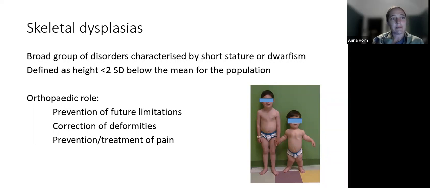So the skeletal dysplasias, these are all the forms of short stature and dwarfism, a broad group of disorders. Dwarfism is defined as a height that is 2 standard deviations below the mean for the population. And the orthopedic role in these conditions is to prevent future limitations, correct deformities, and then prevent and treat pain.